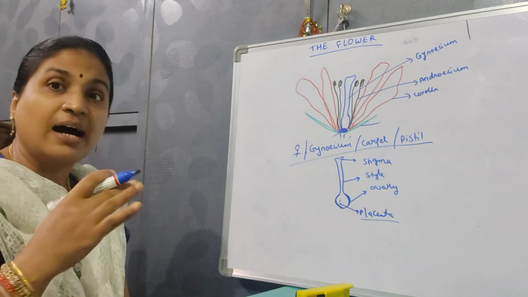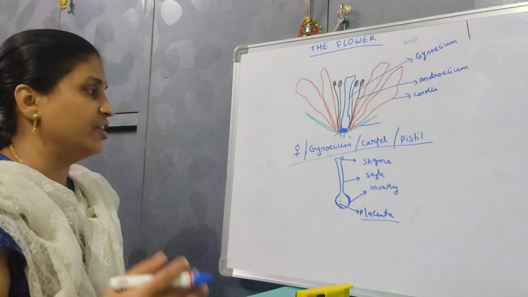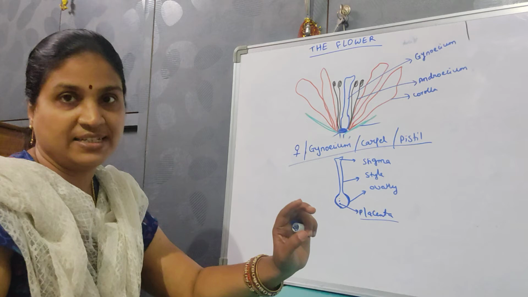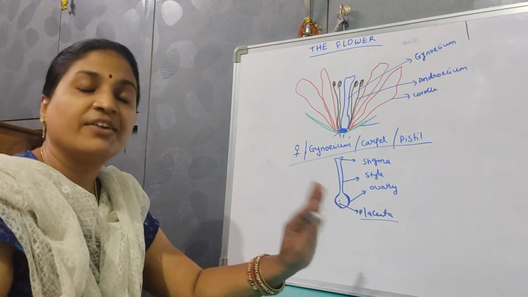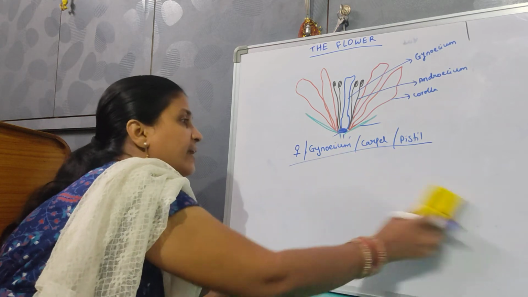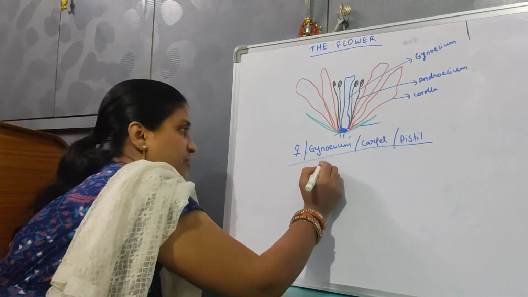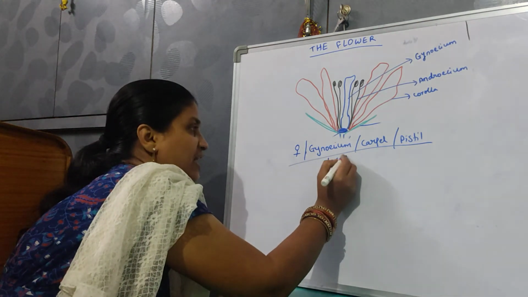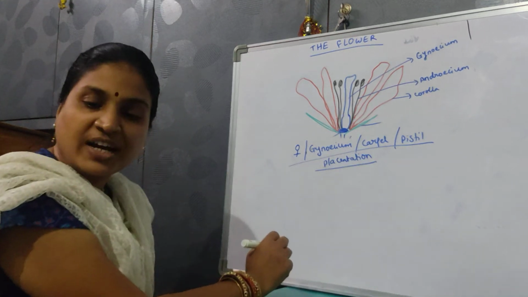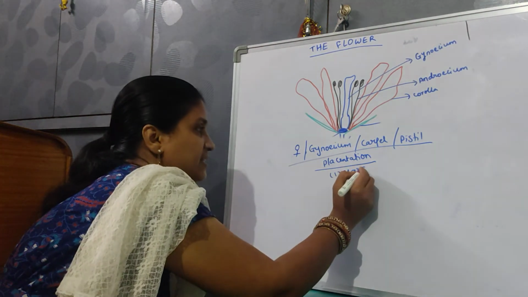Here the arrangement of the ovules, the arrangement of the placenta, is different. Based on the arrangement of placenta, it is called placentation. Different plants have different placentation. The arrangement of placenta inside the ovary is called placentation. It is of five types. First type is marginal placentation.